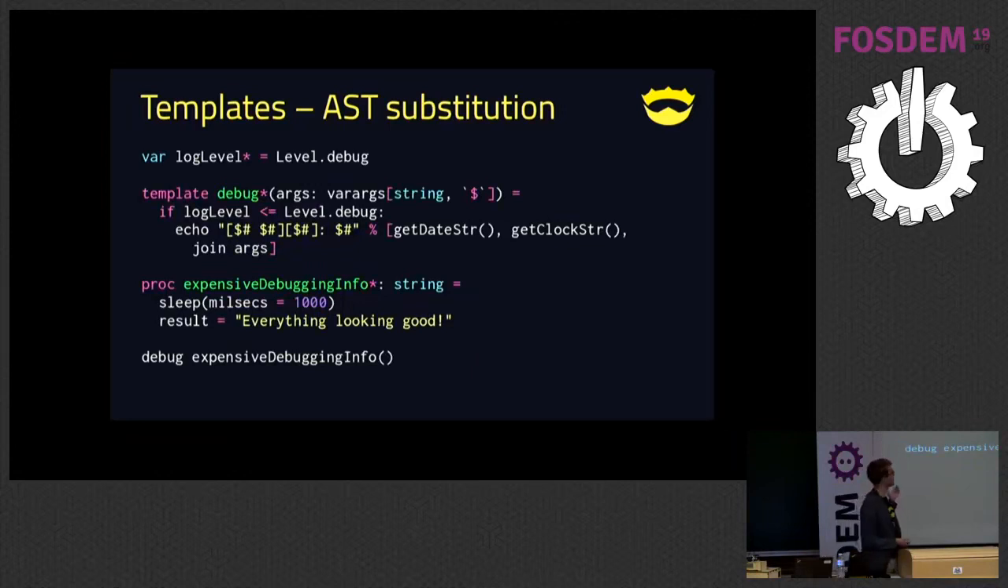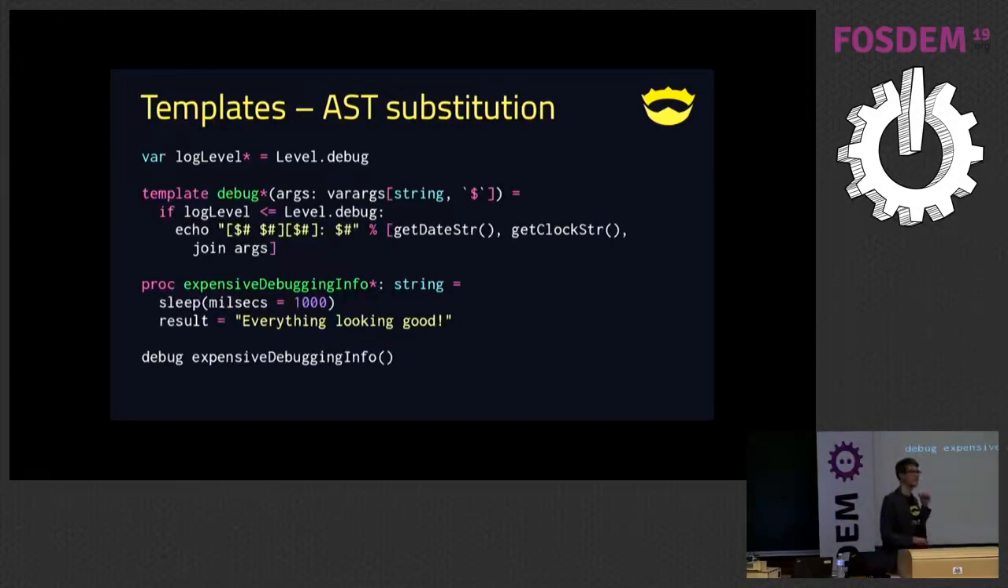So this is an optimization example. Here we have a debug template that simply writes out some debug information if our log level is sufficient. But we also have an expensive debugging info. So maybe you want to gather a stack trace. Maybe you want to do some other more complicated stuff to get debugging information. But if your log level isn't sufficient, you're just going to take that data in and throw it away.